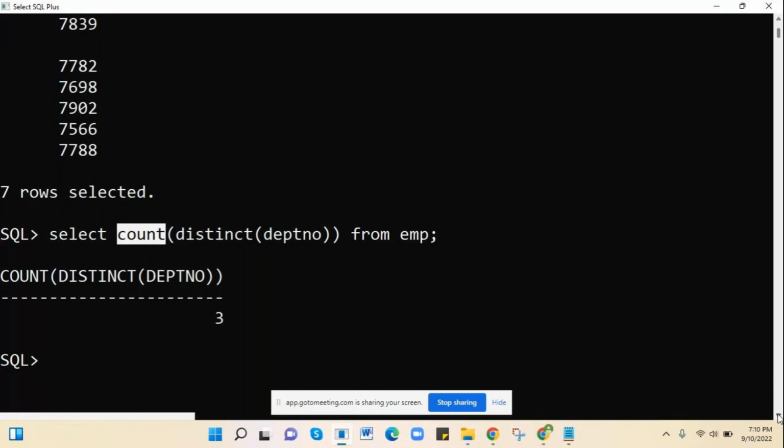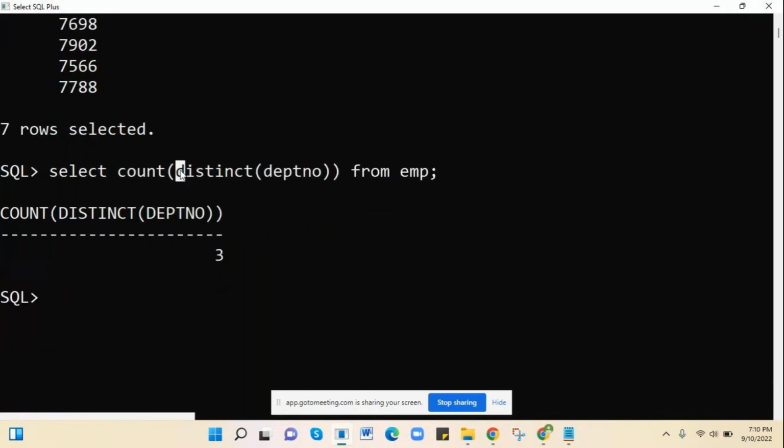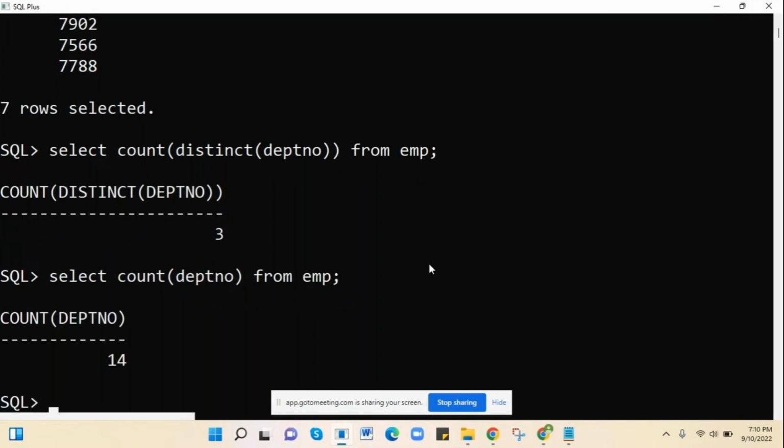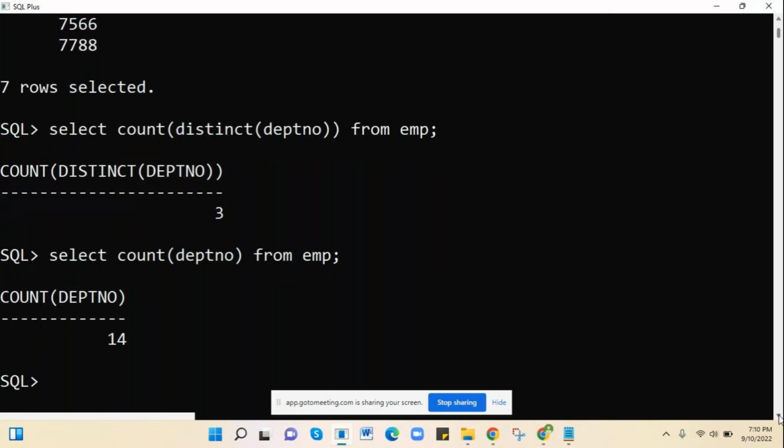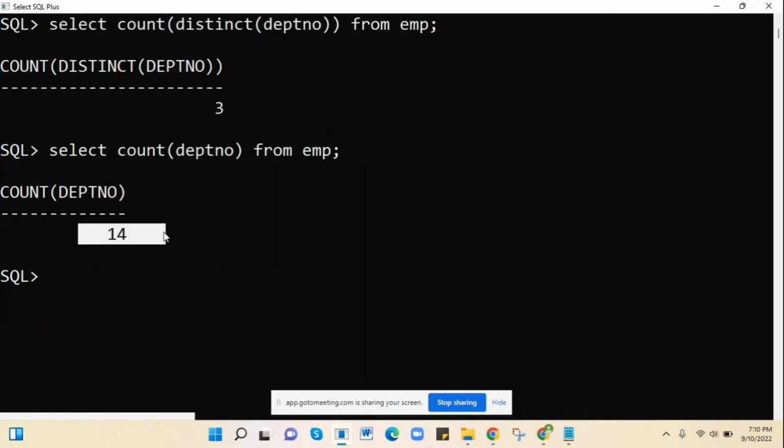Again, using distinct. If you don't use distinct, then what happens? If you just use count, it will give the number of not null values. It gives 14 values, because every employee is allotted to some particular department, particular project, something like that.